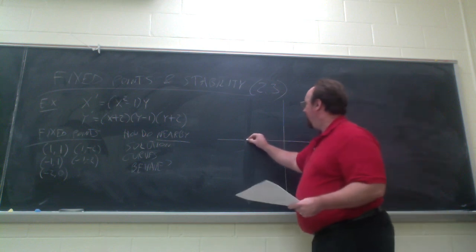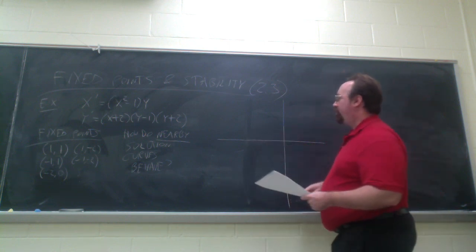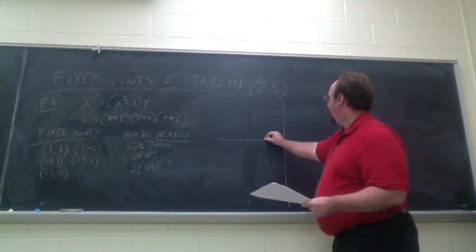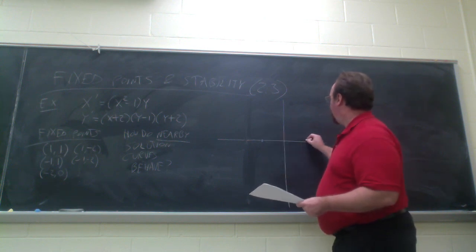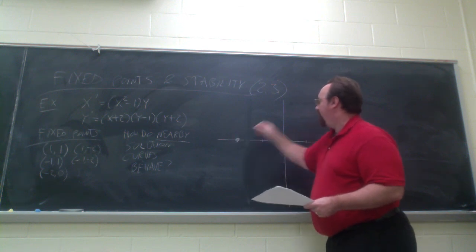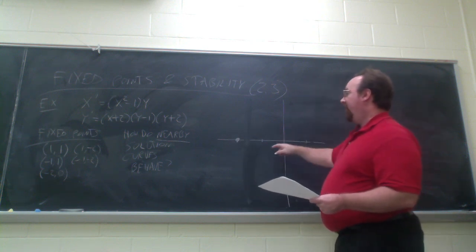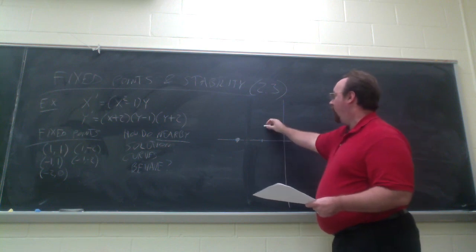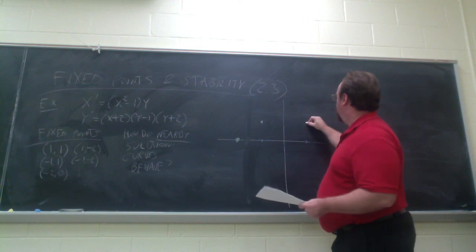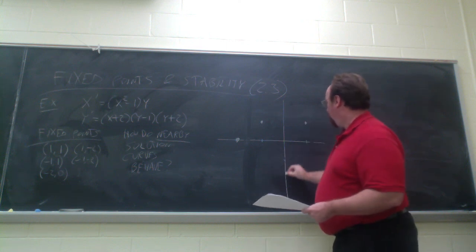All right. Okay, so as far as fixed points go, I need plus or minus 1, and then minus 2, 0, so that's one fixed point. And then I have plus or minus 1 at y equals 1. And minus 2.